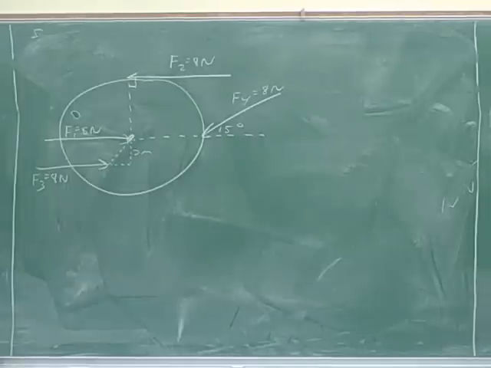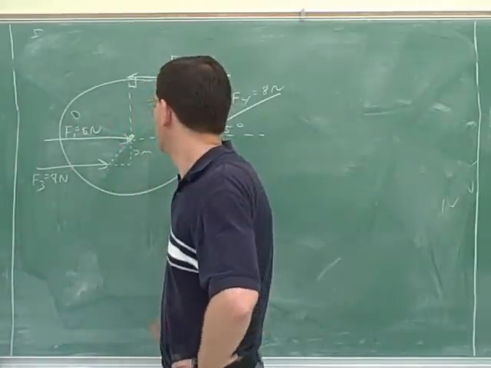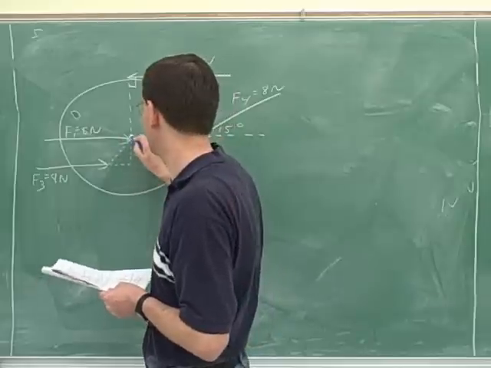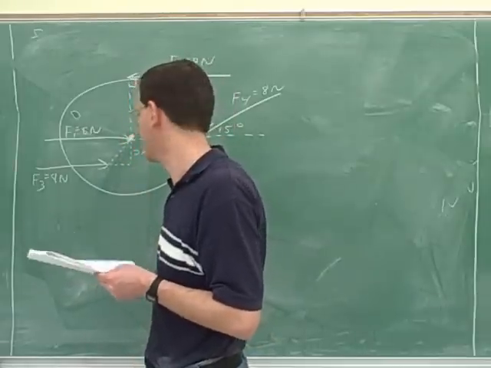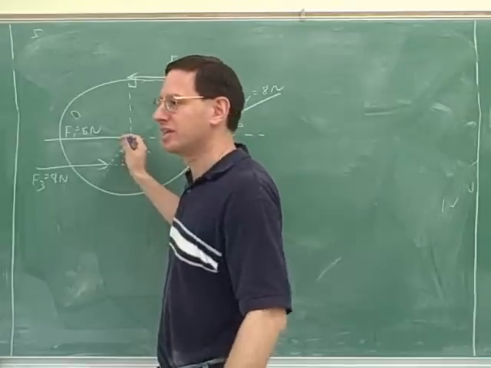Good. R is from the point of application to the pivot point, but I actually should have specified that this is the pivot point. I should have told you that, otherwise you can't do this. So we are rotating around the center. Well, then the distance from the pivot point to the force is 0.